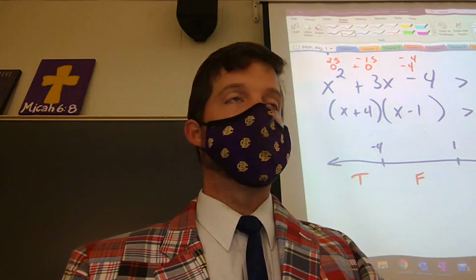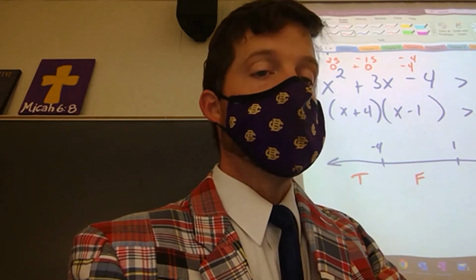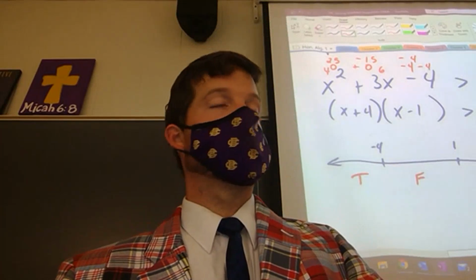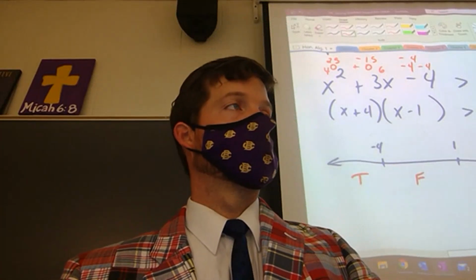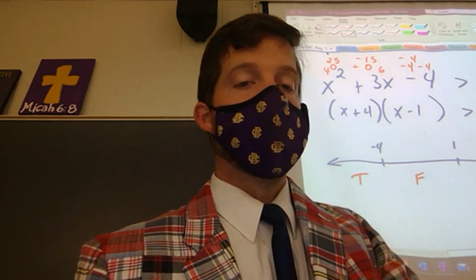And then lastly, we can pick a number greater than 1. Let's just pick the number 2, for example. 2 squared is 4. 2 times 3 is 6. 4 and 6 makes 10, minus 4 is 6, which is greater than 0. So we get a true statement there.